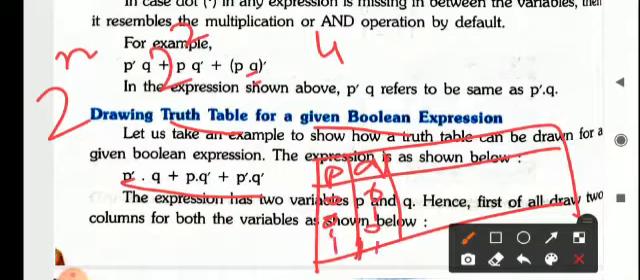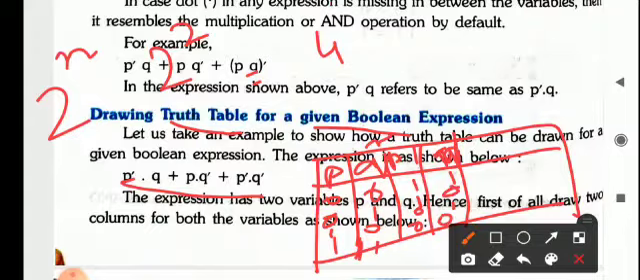Now you are going to see that P naught dot Q is there. First you have to create P naught. Where 00 is there, it will become 11, and where 11 is there, it will become 00. Then we create Q naught, considering the column of Q: 0 will become 1, 1 will become 0, 0 will become 1, and 1 will become 0. In this manner we keep on creating.